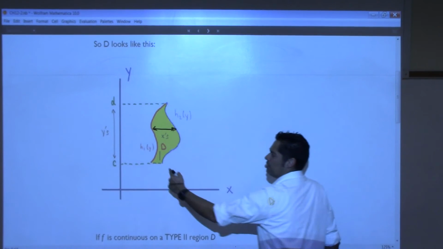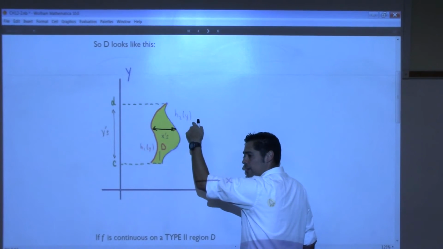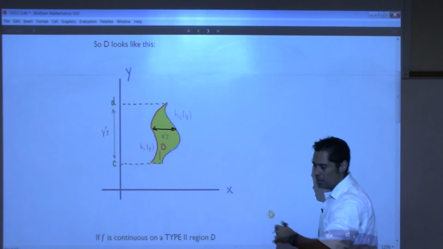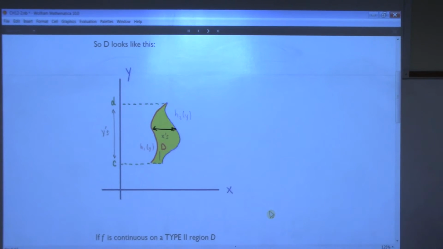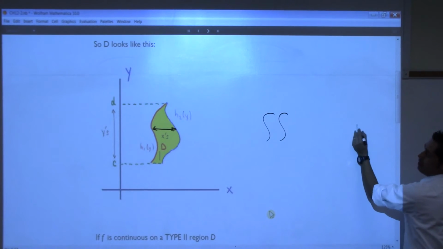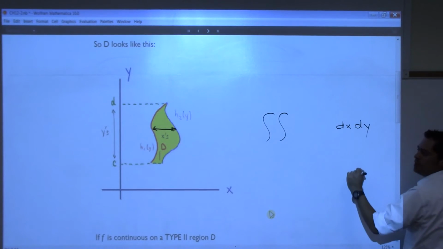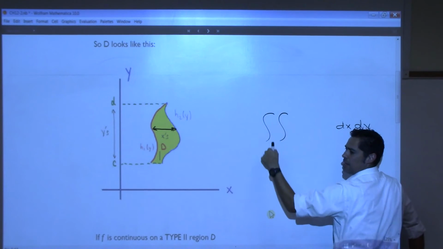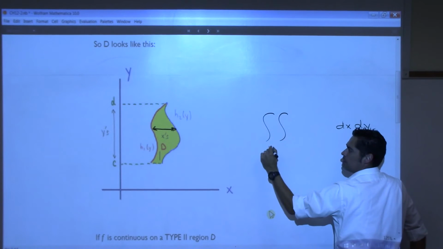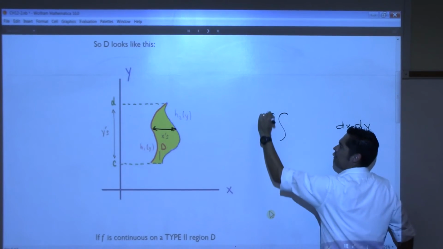So we'll call this one h sub 1 of y and call this one h sub 2 of y. We just use h instead of g. And so what do you think the integral is going to be? Double integral. What do you think the order of integration is going to have to be? It's going to be dx dy this time. You're going to have on the outside the y's. So we use c and d so we don't confuse them with a and b.